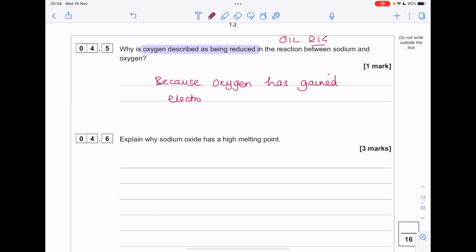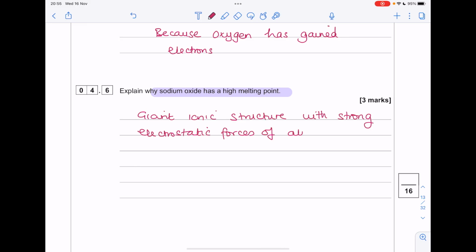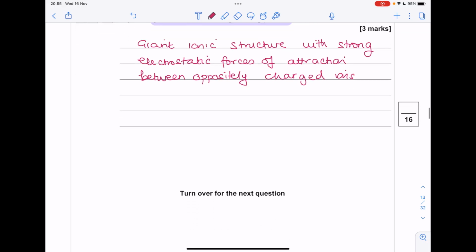Explain why sodium oxide has a high melting point. This is a chemical structures answer. Remember, because it's a metal and a non-metal, it is a giant ionic structure. So we need to identify the structure, which means it has strong electrostatic forces of attraction between oppositely charged ions. You must learn these key answers. Remember, my revision guides are full of these. And then always qualify the amount of energy needed to break those bonds.